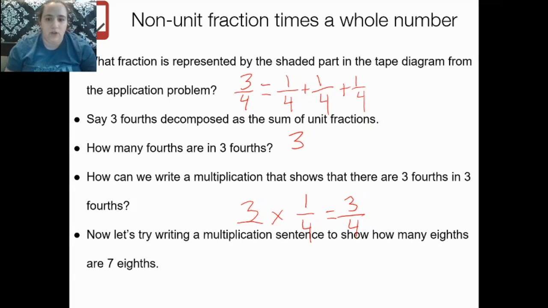Alright, now let's try writing a multiplication sentence to show how many 8ths would be in 7/8. So I'm going to go ahead and write 7/8, and how many 8ths are in 7/8? So how can we write this as a multiplication sentence? So go ahead and take a second, and I want you to answer that. Alright, so hopefully you would recognize that if you had 7/8, that's like adding 1/8 7 times. So if we wrote our multiplication sentence, it would be 7 times 1/8, and that'll give us 7/8. Nice and easy.